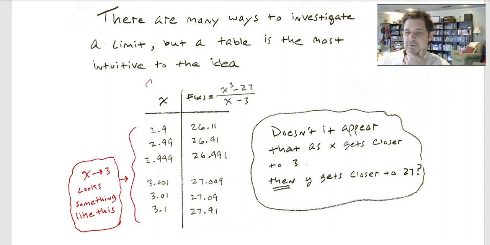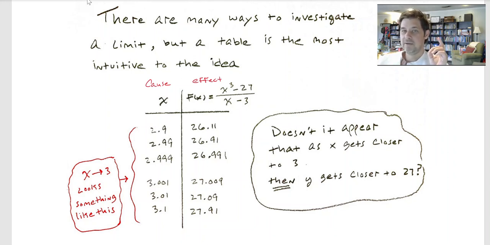So the x is the cause and over here is the effect, right? So it does look like the closer I push the x to 3, the closer the y gets pushed to 27. Do these numbers look random? They don't look random. Okay, there is a pattern. It looks like there's a trend. It looks like if I put another 9 over here, 2.9999, I would get some number that was even closer to 27.